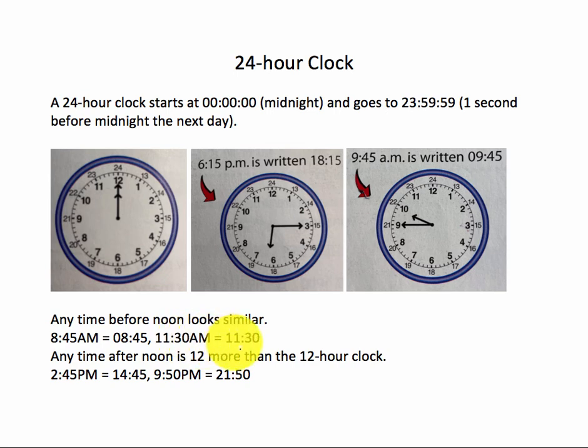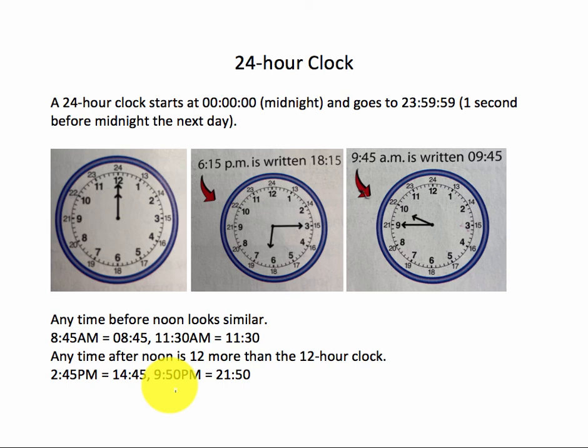11:30 a.m. equals 11:30. But the times after noon, so the PM times, those are the ones that look quite a bit different. So say 2:45 p.m. on a 24-hour clock would be 14:45 because it really is 14 hours after midnight and 45 minutes. 9:50 p.m. would be 21:50.